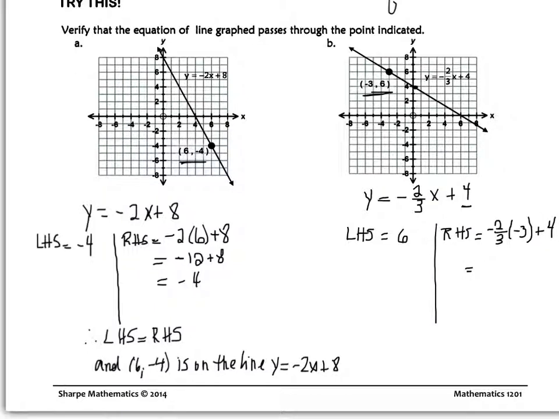And negative 2/3 times negative 3 is the same as negative 2/3 times negative 3 over 1. And when you multiply fractions, you multiply tops, and you multiply bottoms. So you're going to get a positive 6 over 3. Negative times a negative is a positive. So that gives you 2 plus 4, which is 6. So therefore, left-hand side equals right-hand side. And that means that (-3, 6) is a point on the line.